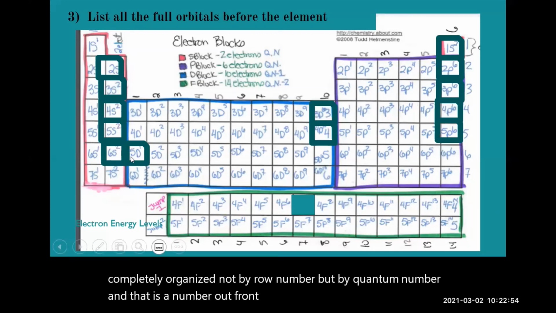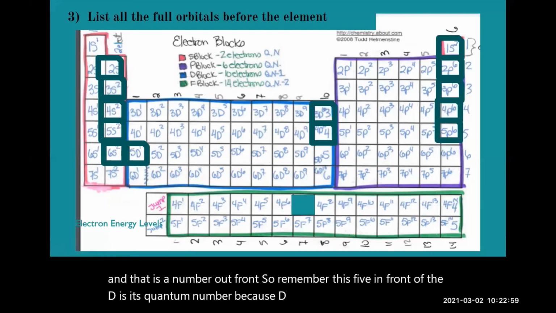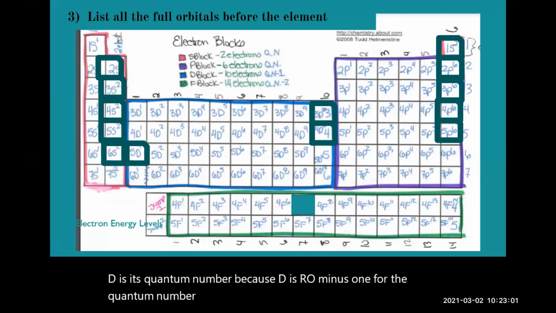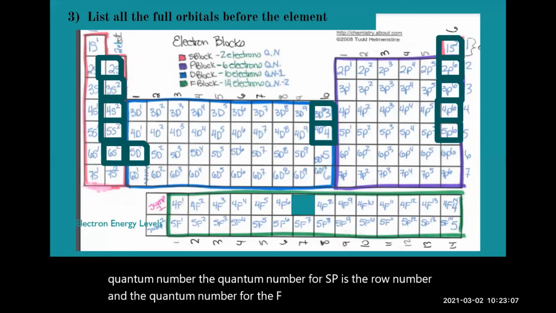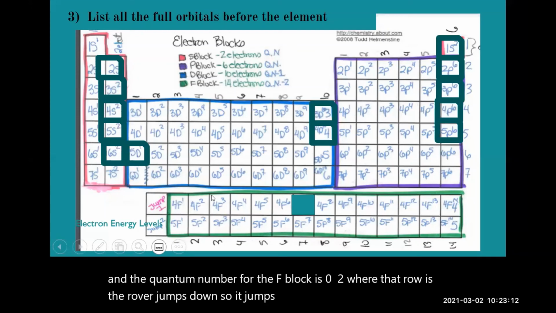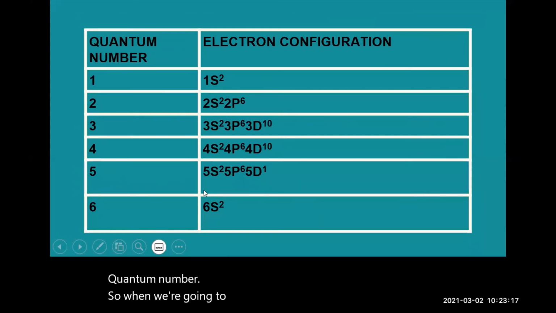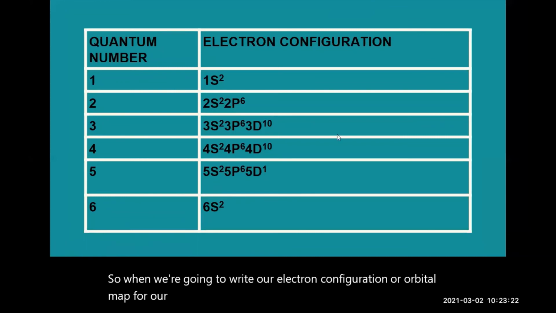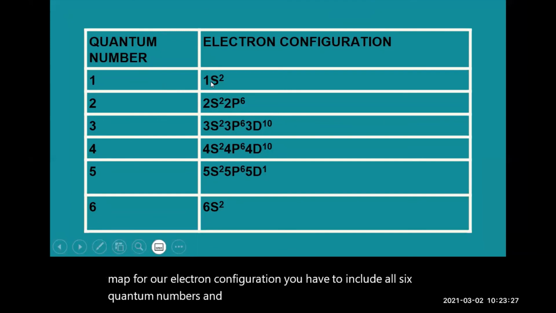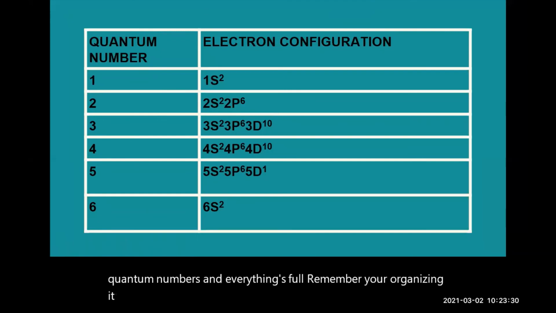So remember, this 5 in front of the D is its quantum number because for D it's row minus 1. The quantum number for S and P is the row number, and the quantum number for the F block is row minus 2, where that row is the row where it jumps down. So it jumps down in the 6th row, so it's in the 4th quantum number. So when we write our orbital map for our electron configuration, you have to include all 6 quantum numbers and everything's full. And remember, you're organizing it by your quantum number.